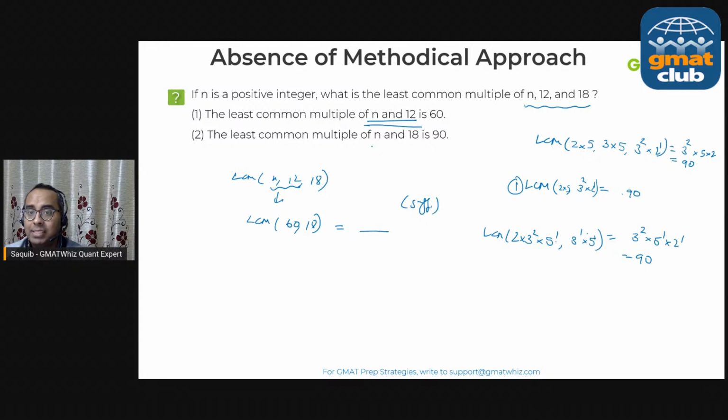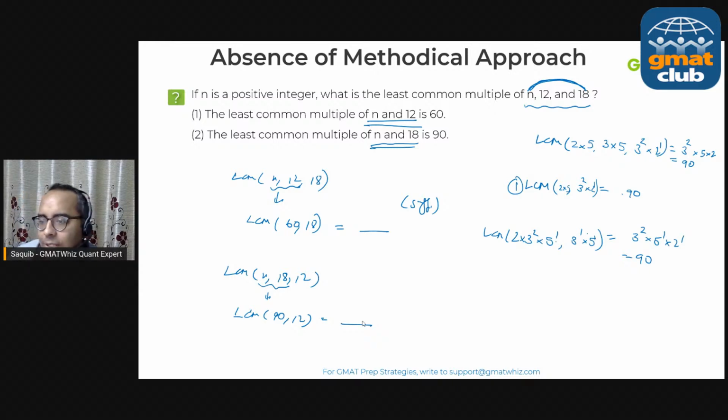I can do the same thing for the second one. Notice they're telling me the LCM of 2 numbers. They're telling me n and 18. The LCM is 90. So I can say, okay, n, 18, 12. The LCM of n and 18 is given as 90. Let me replace it. 90, 12, and get my answer. Done. So this is also sufficient. No need to find n.